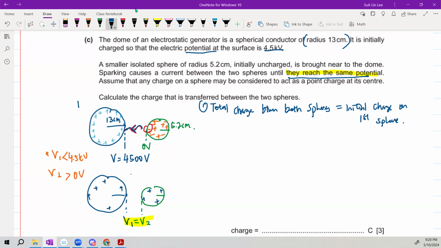So I can use V is equal to Q over 4 pi epsilon naught r on the first sphere. Okay, this is the initial charge. So here will be 4500. This is Q. Your 4 pi epsilon naught is up to you. You can just put 8.99 times 10 to the power 9 here. You can put the whole 4 pi epsilon naught in, also fine. Over, what's my r? My r is 0.13. So from here, I can calculate my Q.